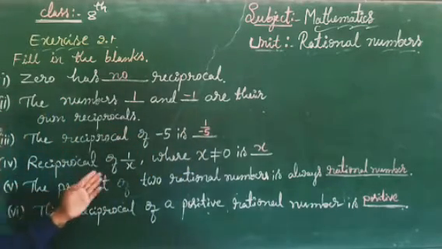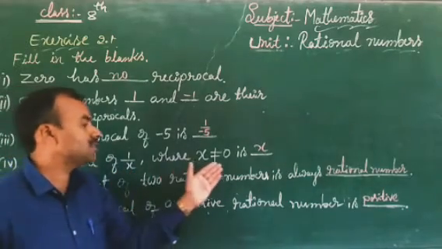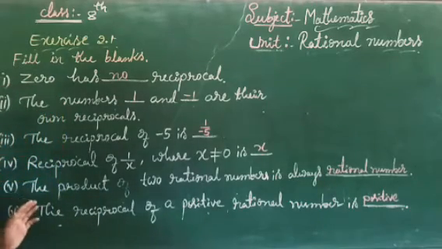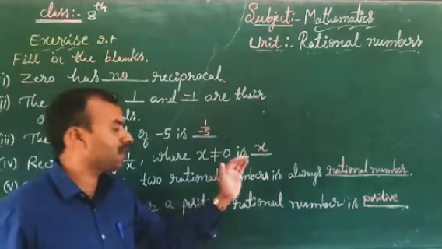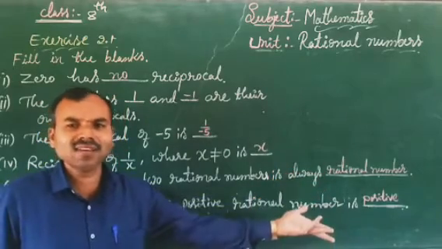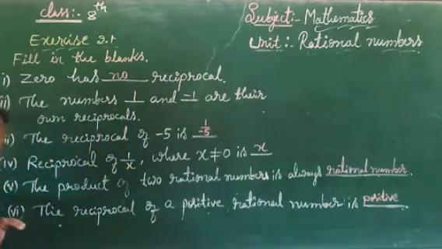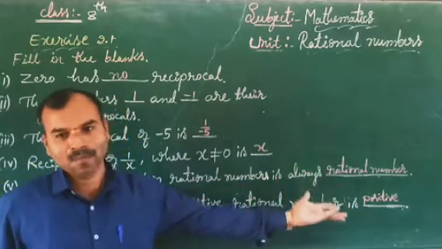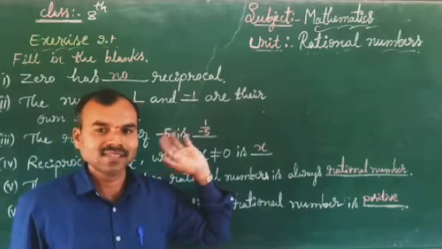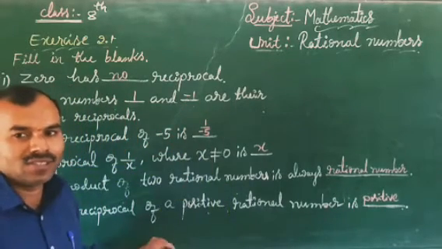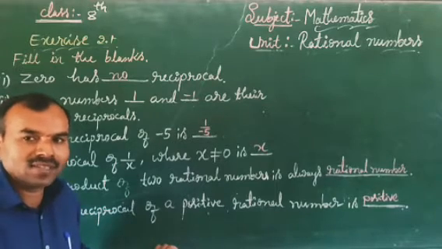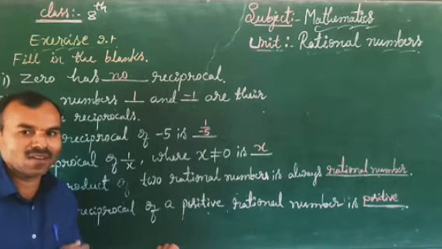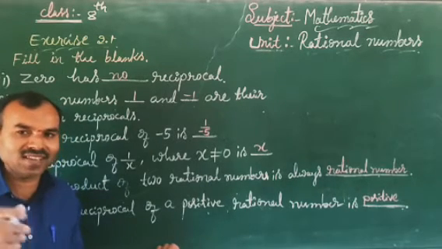Fourth one, reciprocal of 1 by x where x is not equal to 0 is x. Fifth one, the product of two rational numbers is always a rational number. Sixth one, the reciprocal of a positive rational number is positive. Just verify your answer with this, whether you are correct or not. Just correct it.